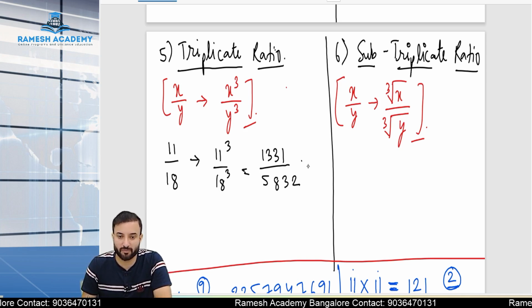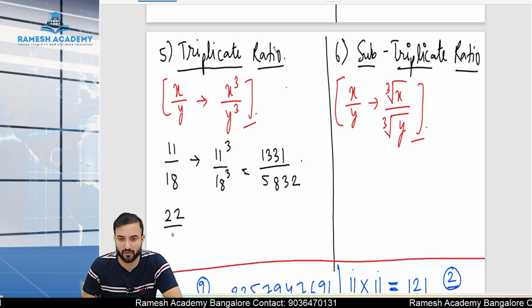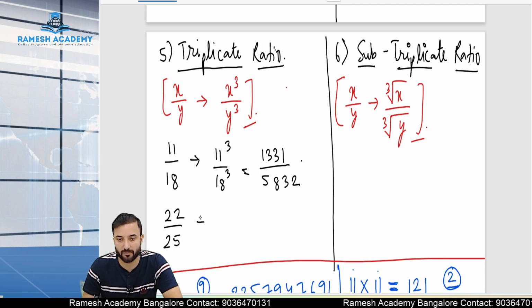So this is for the triplicate. Triplicate means what we will do? Any number, any ratio is given. Suppose the ratio is 22 by 25. The ratio is this. You have to find the triplicate ratio.